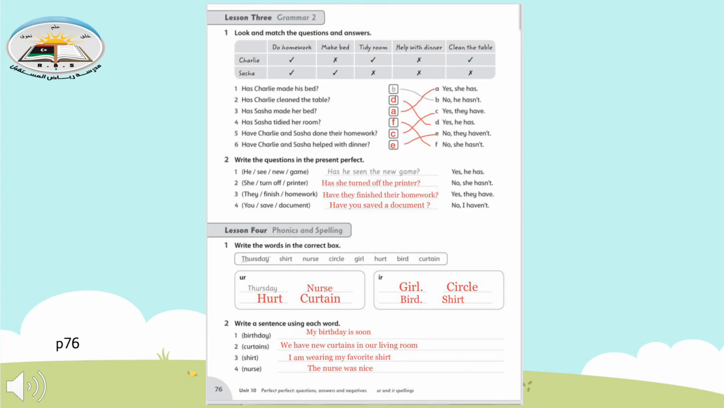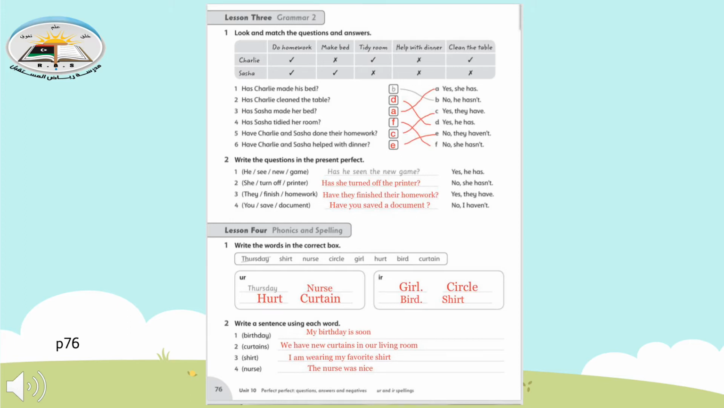Now open page 76 and let's answer the questions together. We have lesson 3 grammar. So the questions we're going to answer are grammar questions. Question number 1. Look and match the questions and answer. So we have a table in front of us at the beginning of the question. We have 2 people on the table, Charlie and Sasha. Charlie and Sasha are in this table and we need to see what they did and what they didn't do.